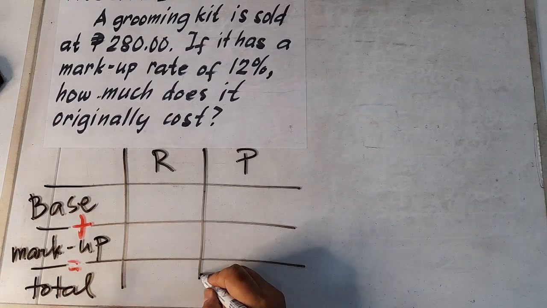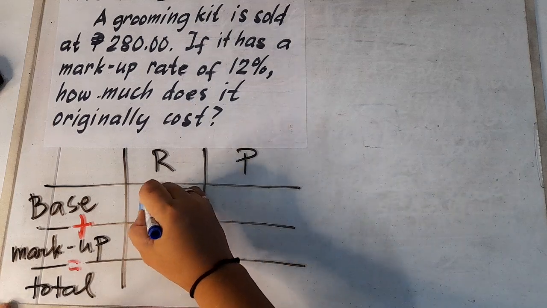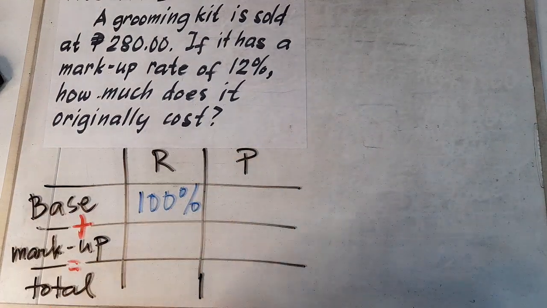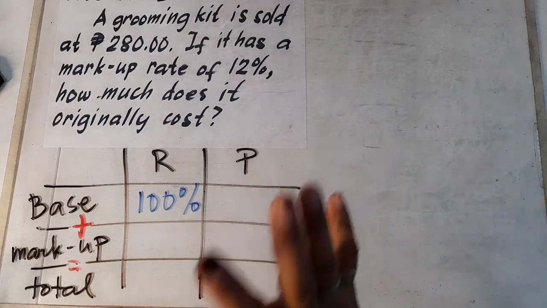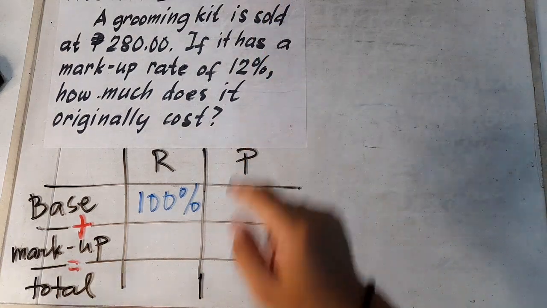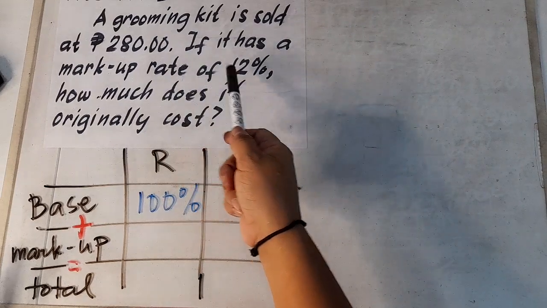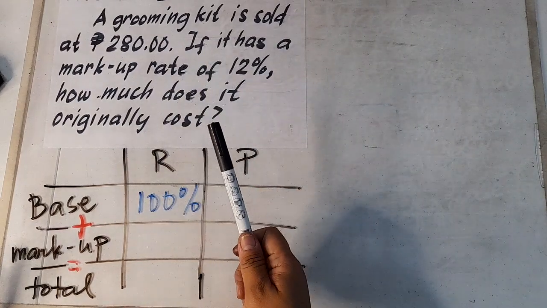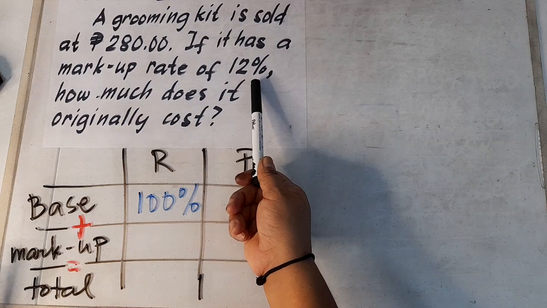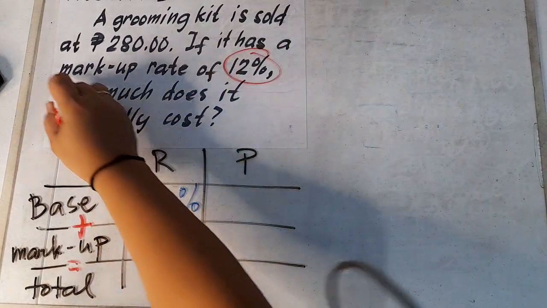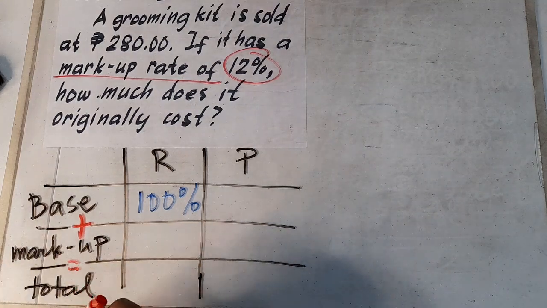Okay, so how do we fill this now? Base rate is always 100%. Okay? So, sa table natin, ang laging nakafix dyan, yung base ninyo ay 100%. And all the other cells will be filled in using the problem. Okay? So, let's begin. A grooming kit is sold at 280 pesos if it has a markup rate of 12%. Okay? So, ang una nating ilalagay ay yung rate kasi yun ang pinakamadaling i-identify because of the percent symbol. And it's a markup rate. Okay? Binigay na. So, dun yan sa markup rate here. So, we'll have 12%.